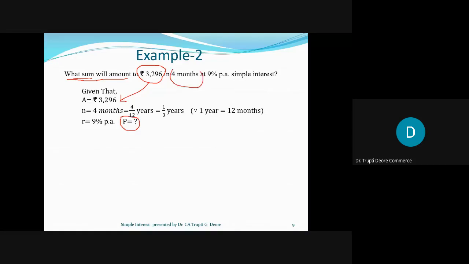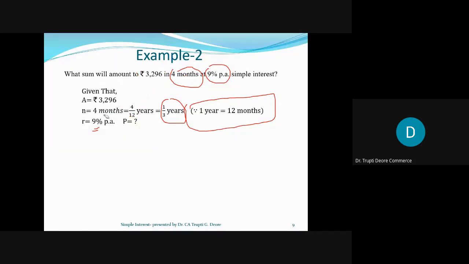Then it is given for 4 months. So N is 4 months, right? But it is given in months, so you have to convert it into years. 1 year is equal to 12 months. So 4 divided by 12 becomes 1 by 3 years. Don't convert it into a decimal, because it will go on to infinity, 1.333 and so on. Instead, we just write it as 1 by 3 years. Then R is percentage per annum, so it is already in years. R is 9%. Okay.